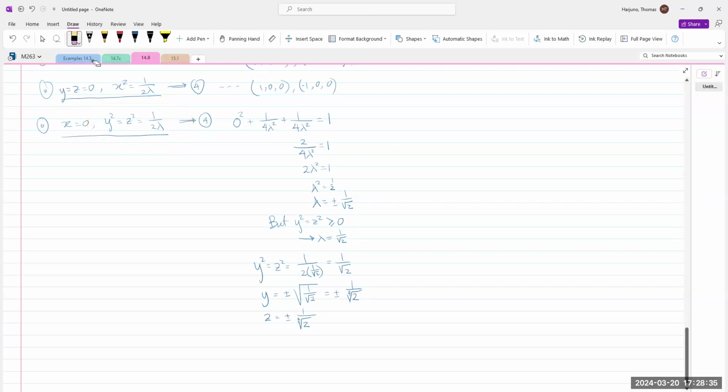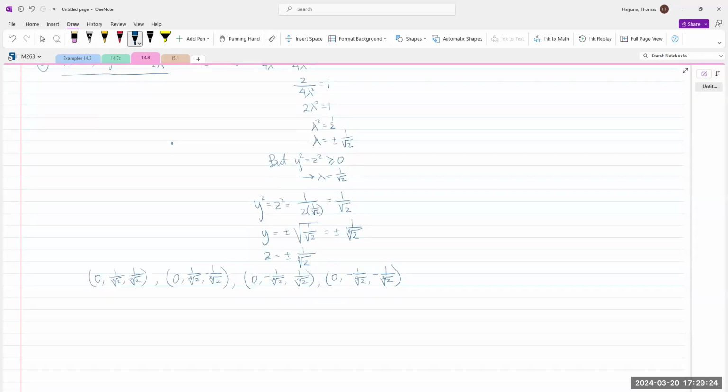So from there, how many critical points do we get? x is 0, y is 1 over the fourth root of 2, z is 1 over the fourth root of 2, or y is the positive branch yet z is the negative branch, or y is the negative branch and z is the positive branch, or x is 0 but y and z are both the negative branch. Now, we still have two other cases where one of them is 0.